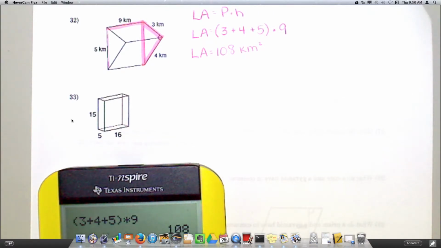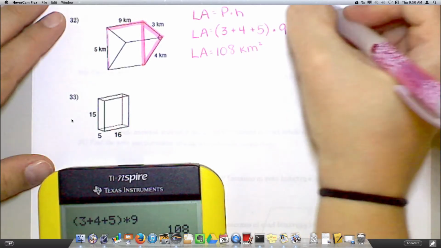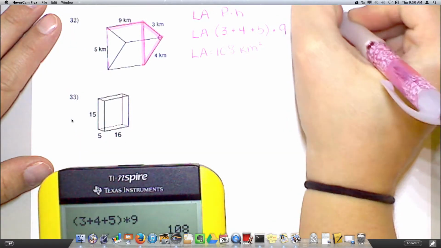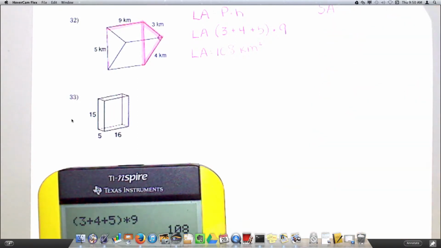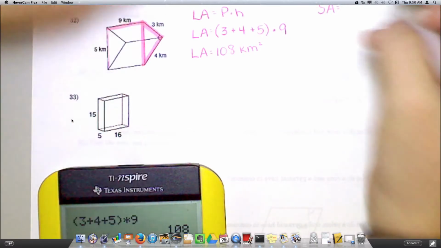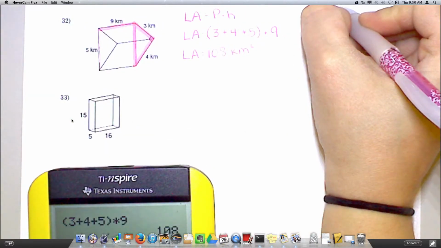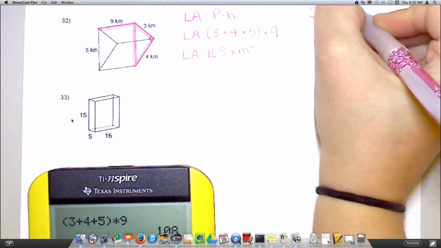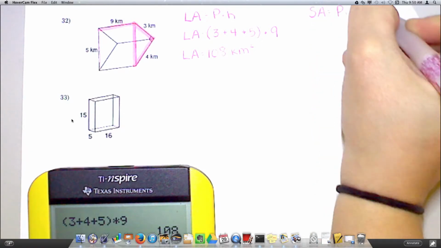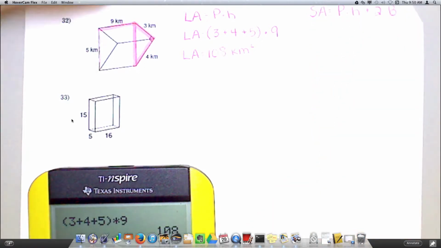Okay. Now I need to do surface area. What do I do for surface area? What's the next step I need to make this into surface area? Ian? Plus 2 times base. Okay, so if I look at my surface area formula sheet, it says my surface area is perimeter times height plus 2 times B, which is the area of the base.